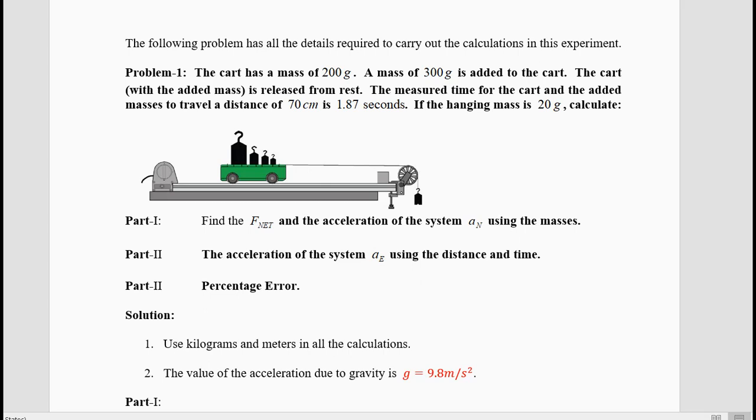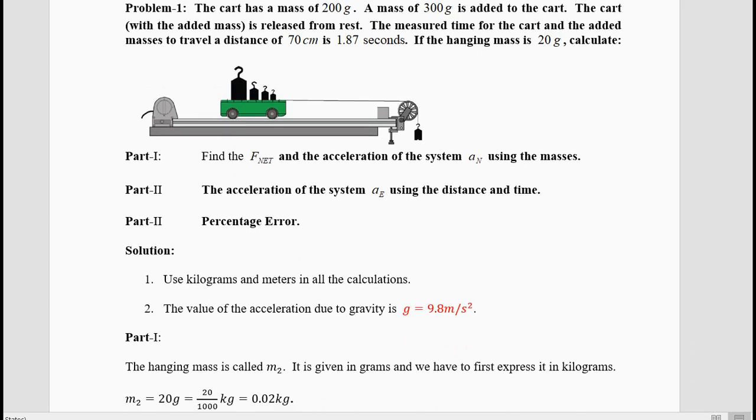You have to use a stopwatch, just like your sports watch. You have to find the net force and the acceleration of the system, AE, using distance and time, E for experiment, N for Newton. The Newtonian calculation is done using masses, and the experimental calculation is done using distance and time. Then we'll calculate the percentage error with respect to AN. AN is supposed to be accurate and AE is approximate. We have to use kilograms and meters in all calculations, and the value of g to be used is 9.8 meters per second square.